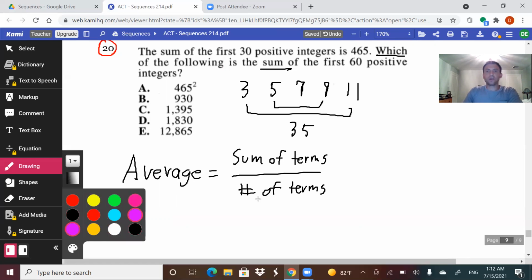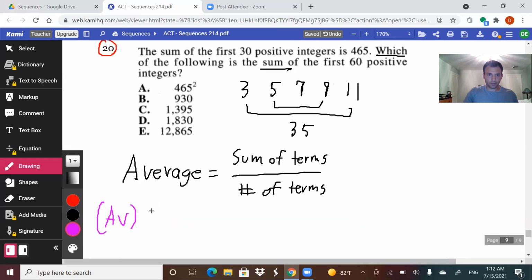Okay, so if we think about this, what does that mean? That means that the sum of the terms is the average times the number of terms, right? If we just move the number of terms from the bottom.